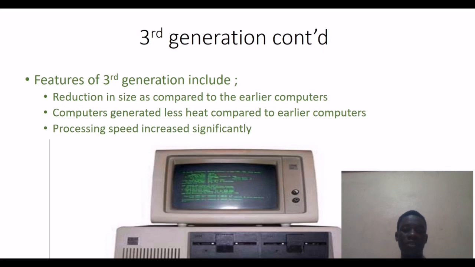The features of the third generation included a reduced size as compared to the earlier computers. Computers of the third generation generated less heat as compared to earlier computers, and the processing speed of third generation computers increased significantly.